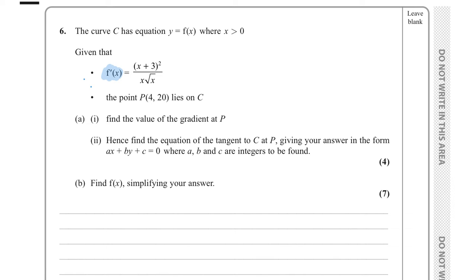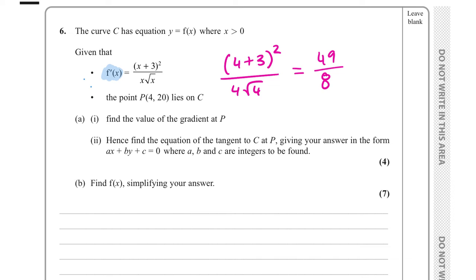Okay. If we're going to find the value of the gradient, we're literally just going to substitute in 4 into this equation because we've been given the gradient function. So what am I going to have? 49 over 4 times 2, 8. Perfect. So there's the gradient of P.